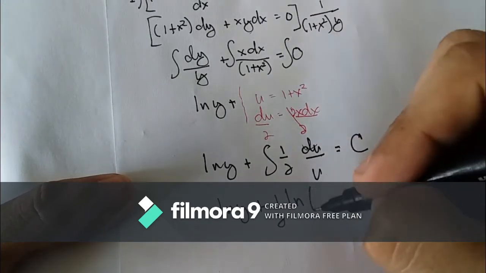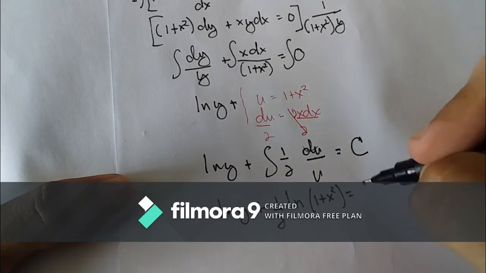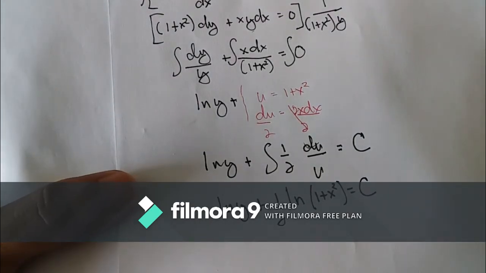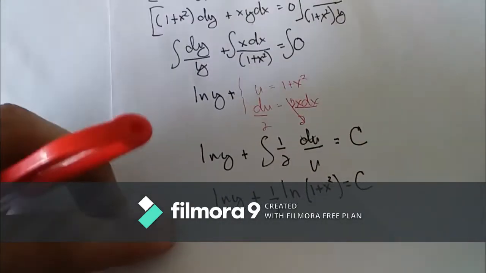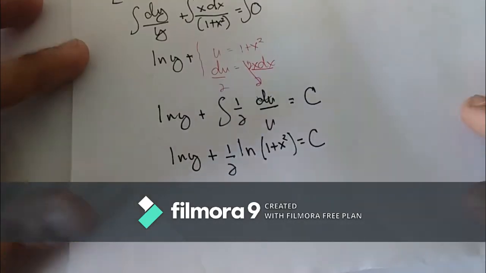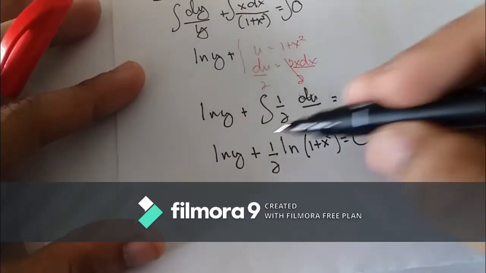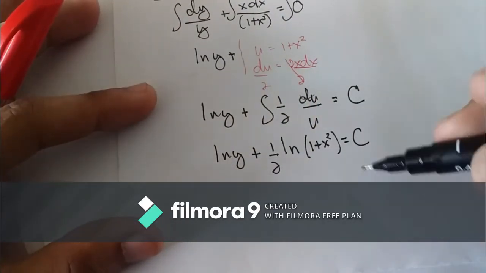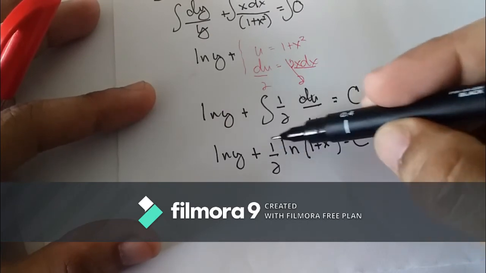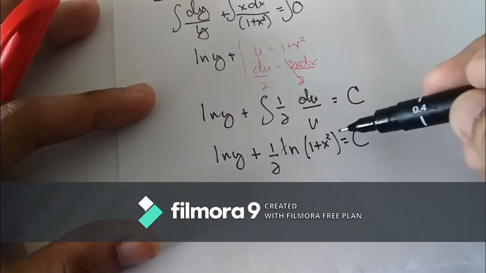Our u is 1 plus x squared is equal to c. Okay, so after solving this one, by property of logarithm, when you see the plus sign, meaning you have to multiply this one, and if there's a number beside the natural log, we can put this one in our exponent.